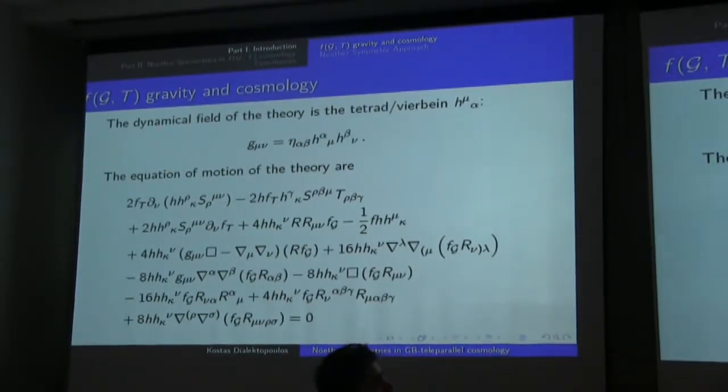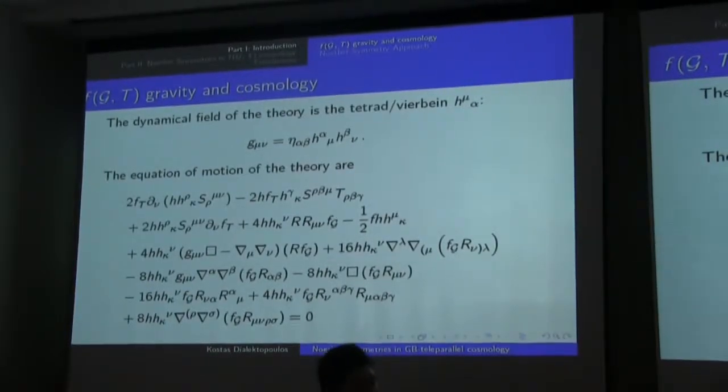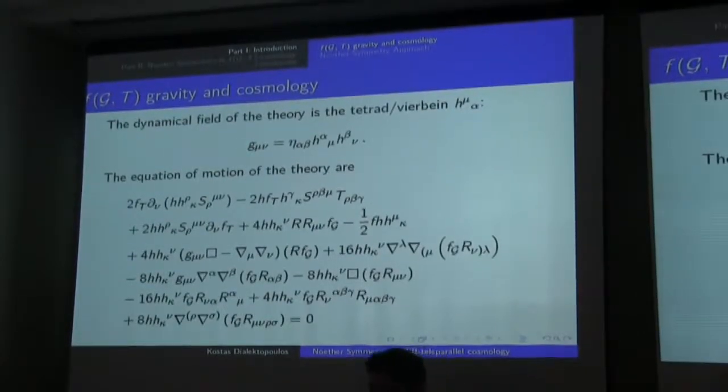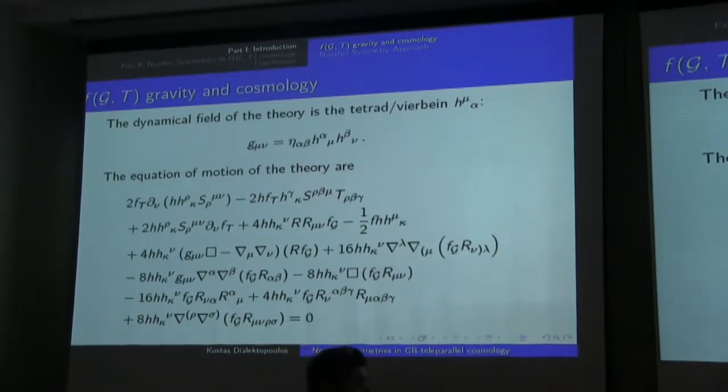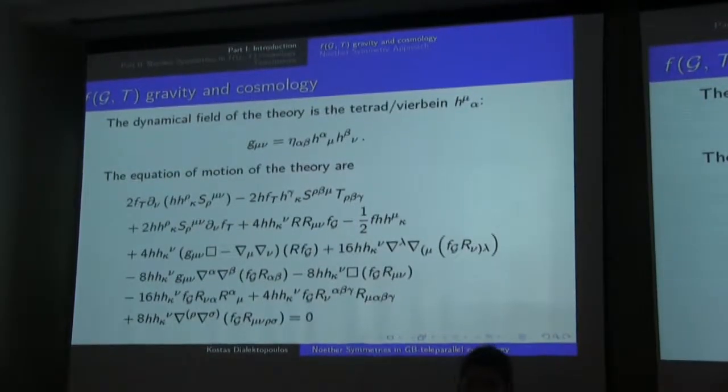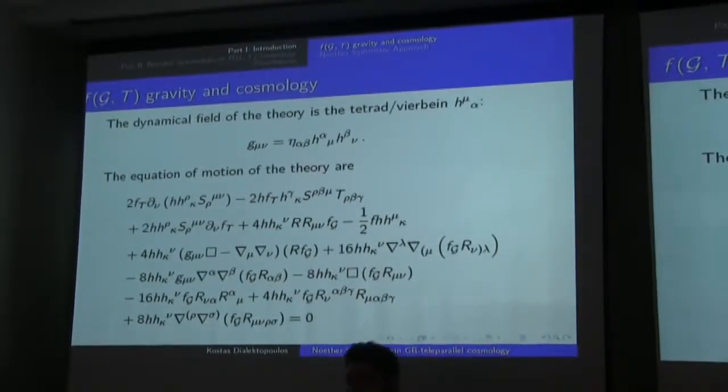As I say here, the relation between the tetrad field, which is this e, and this is the dynamical variable of the theory, is related with the usual metric through this relation, where eta here is the usual flat Minkowski metric. So what we have here is just a flat spacetime, and the gravity is mediated through torsion, not through curvature.